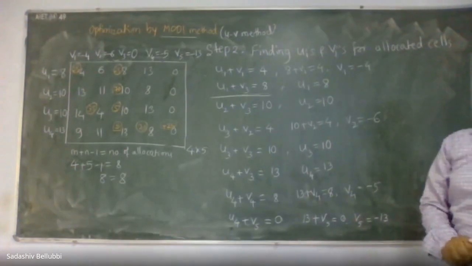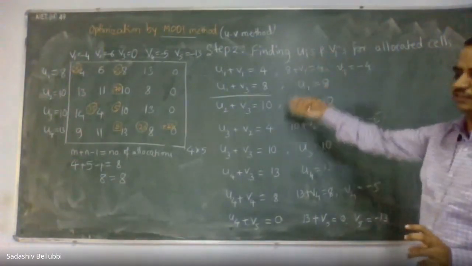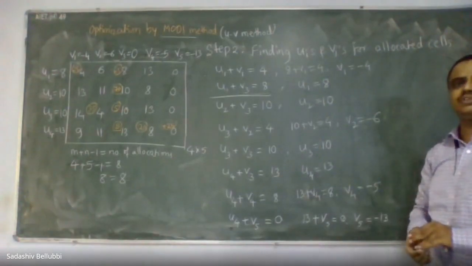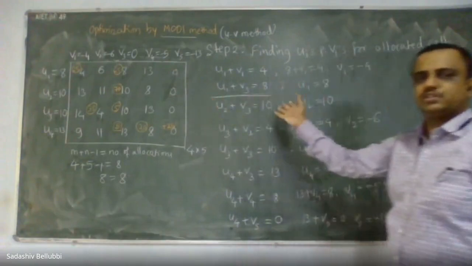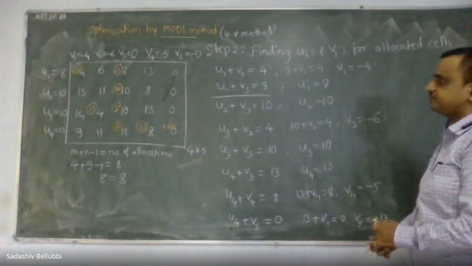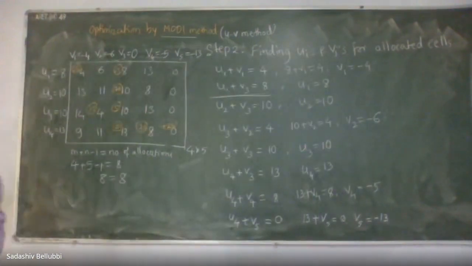If they ask the problem for 14 or 16 marks, then we need to write everything. If they ask the problem for only 8 marks, then you can write the answers directly. So both the methods are okay. I hope you understood. Next we'll move on to step number 3.